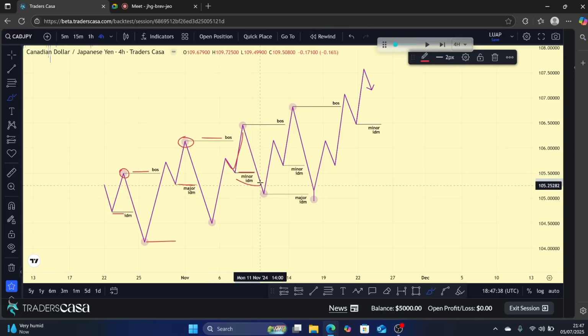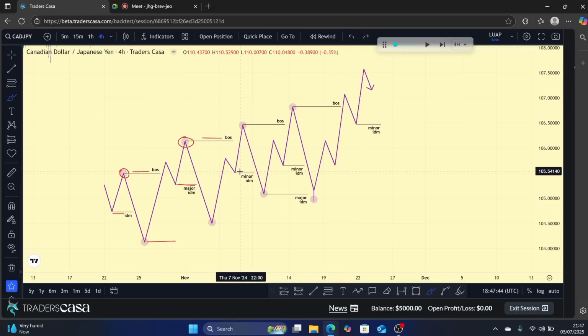So as you can clearly see here, that's a minor inducement because it was formed before the break of structure. This is what I showcased in the previous session that we had. So I believe that you went there and rewatched, practiced, and all of that. So when I say minor and major inducement, you know clearly what I'm saying.